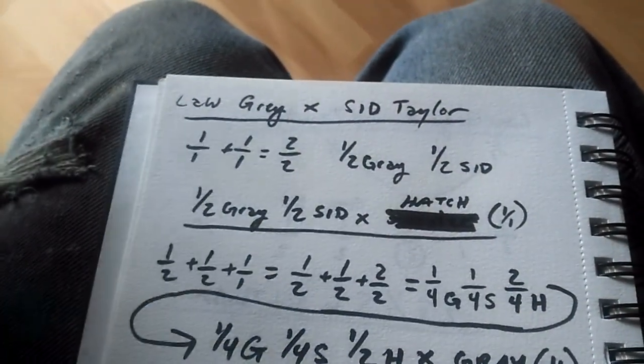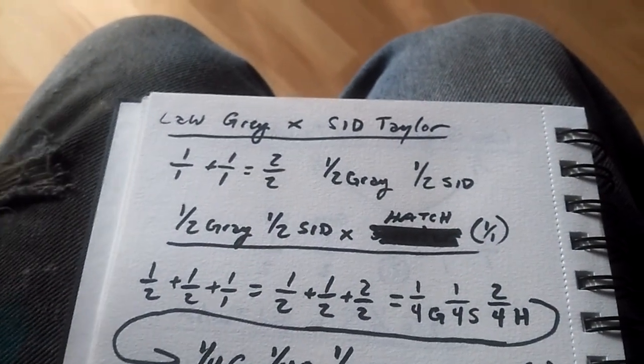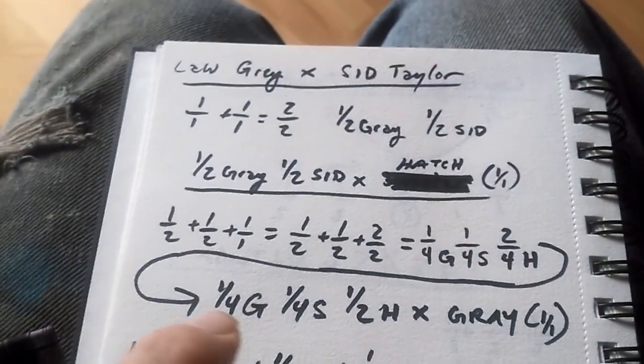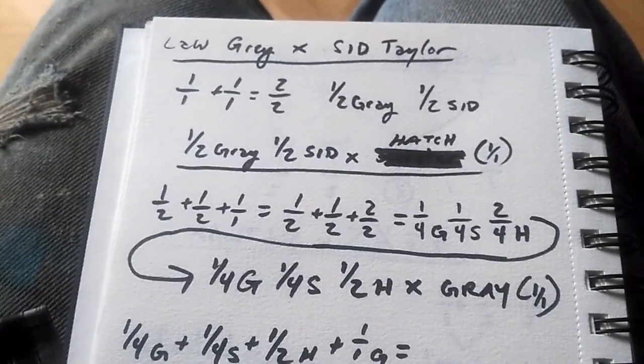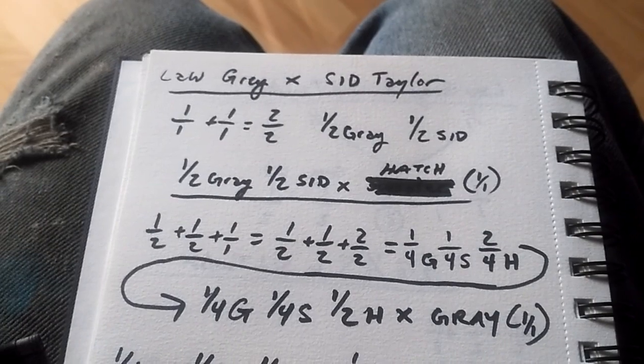Well, you never see anyone list 2/4. You round it down as much as you can. So actually, you would list that bird as a quarter gray, quarter Sid, half hatch. Now we're going to take it and breed it back to the gray side.